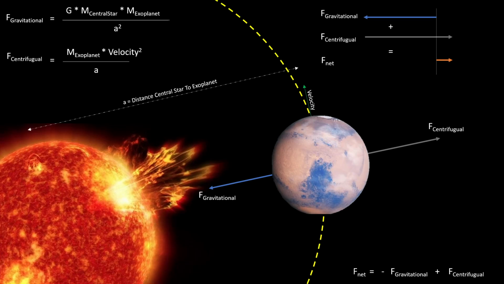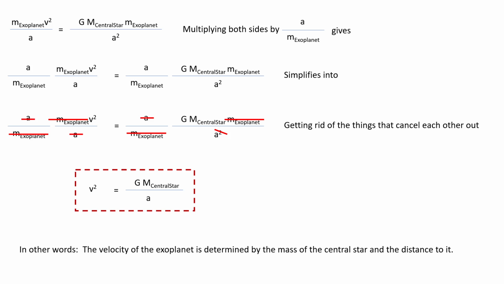Now the only thing I've changed on this slide compared to the previous slides, where it said R, R, and R, is that I've changed the R into an A. For the rest it's all the same. So A is now the distance between the central star and the exoplanet. Let's have a look at some formulas.